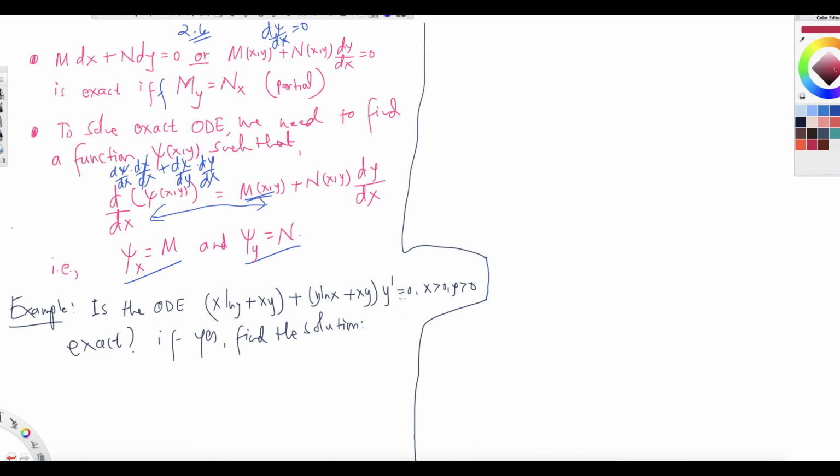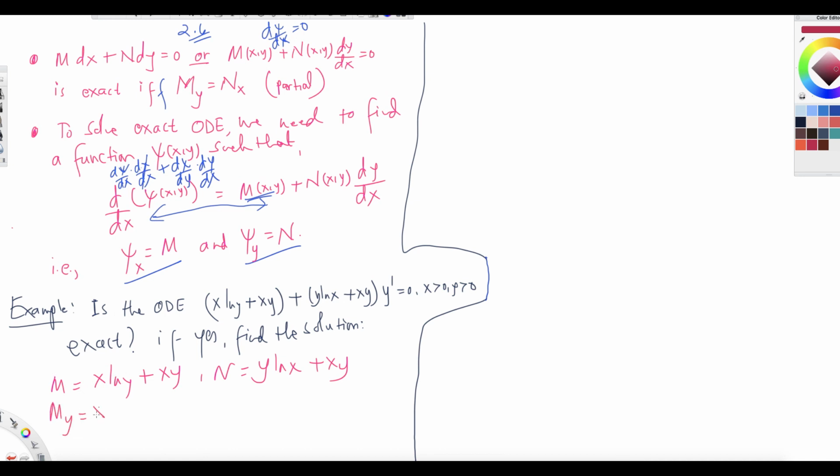Is the ODE, with x positive, y positive, exact? Let's see. What is m? M is x ln y plus xy, right? What is n? N is y ln x plus xy. To check whether it is exact or not, you need to find m sub y, meaning the partial derivative of m with respect to y. So what is m sub y?